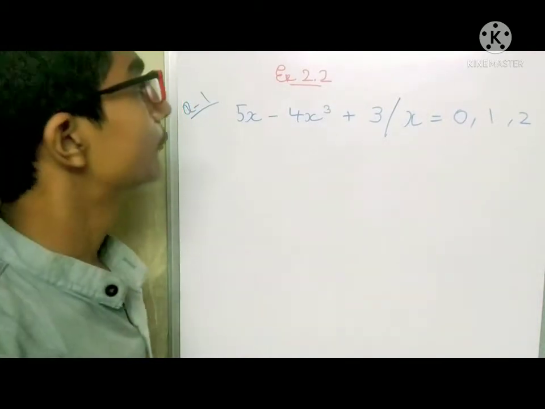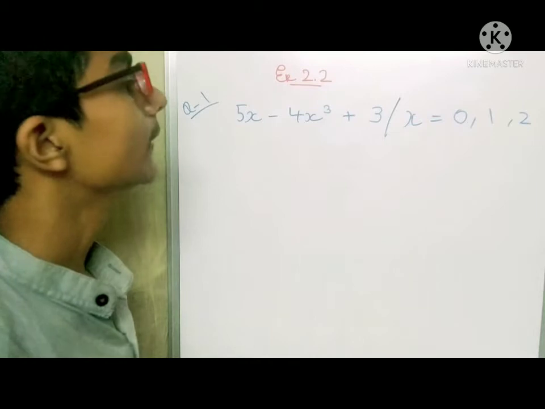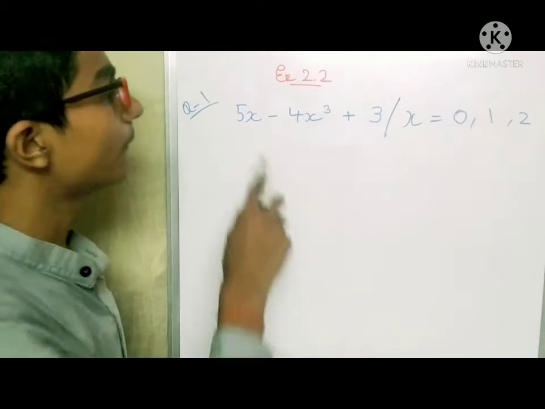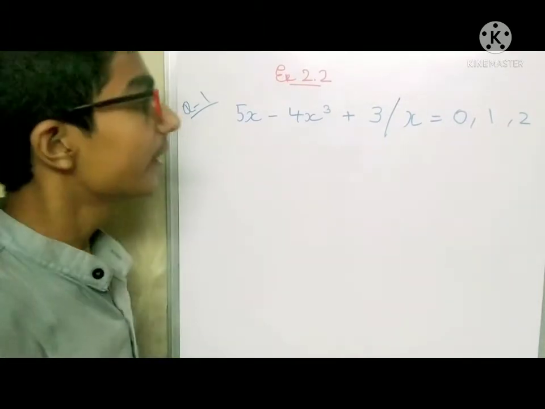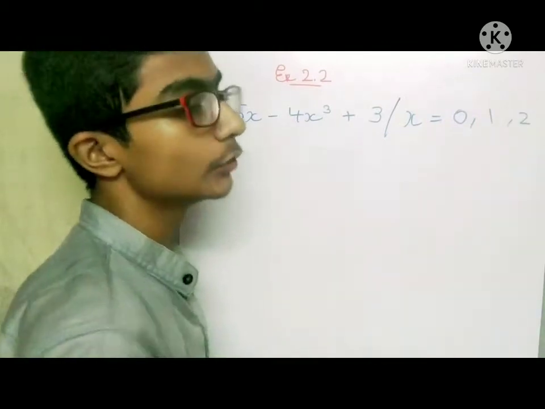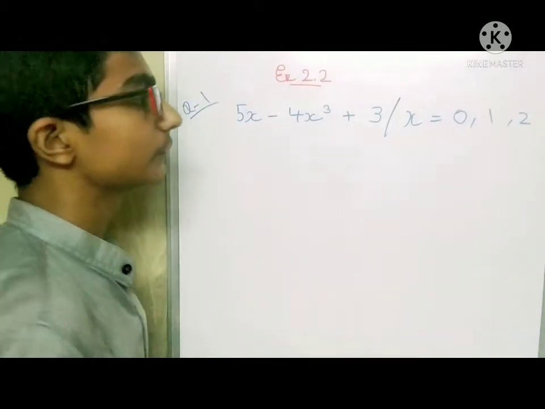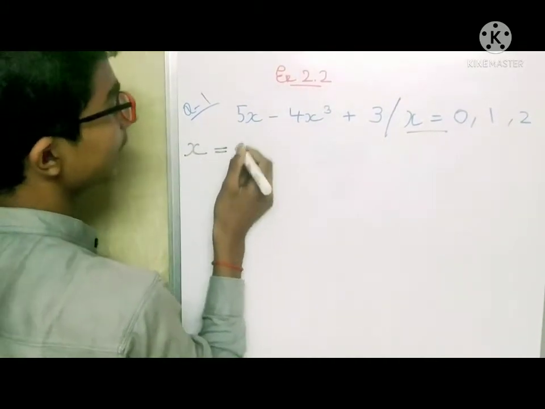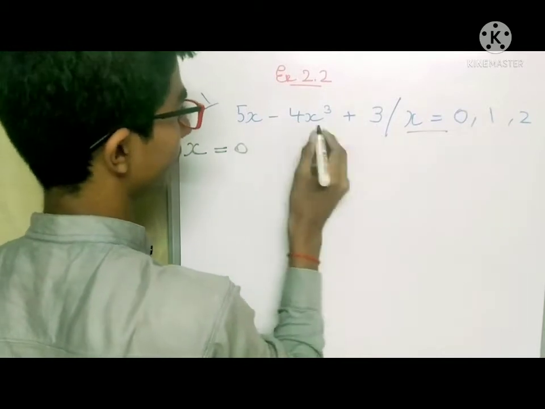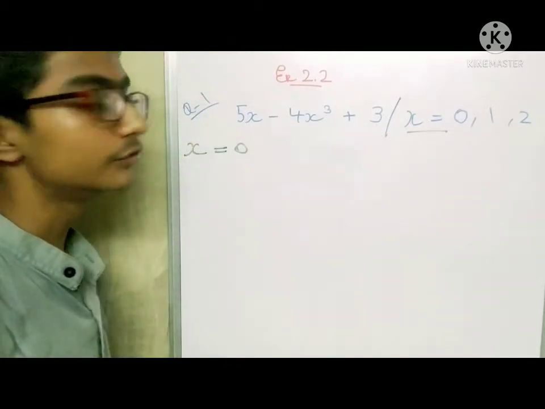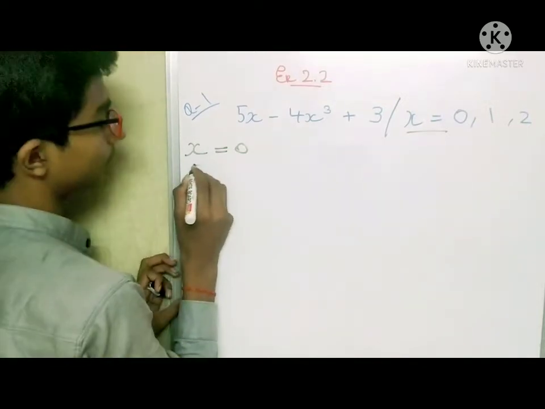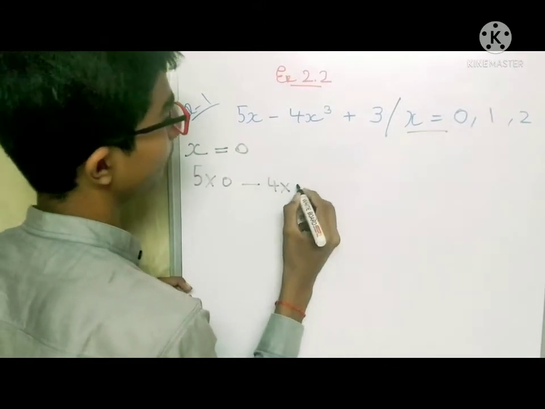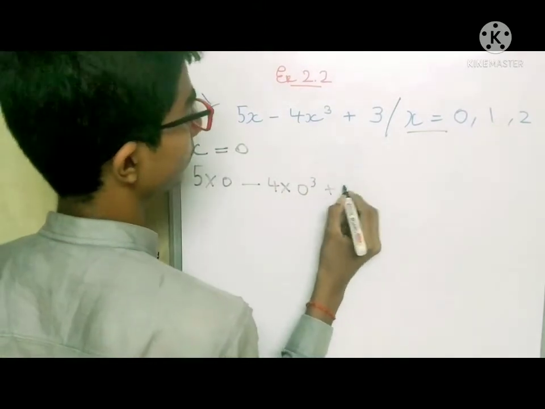Today we are going to start exercise 2.2, and question number 1 of 2.2 is: we have to find the values of 5x minus 4x cube plus 3 if the value of x is 0, 1 and 2. So let's begin. First let's take x equals 0. Here we are going to replace x with 0. So we write 5 multiply 0 minus 4 multiply 0 cube plus 3.